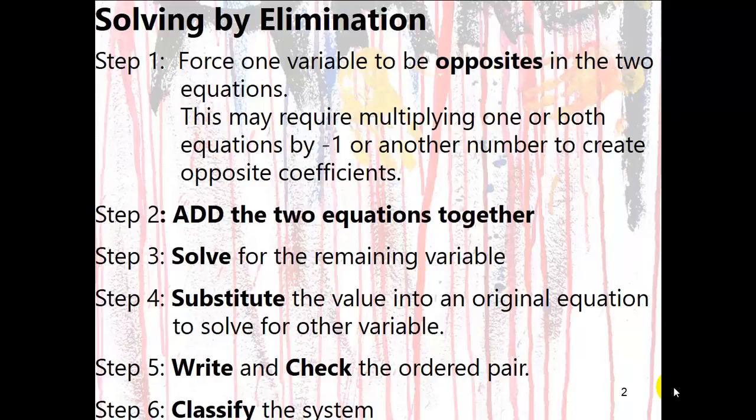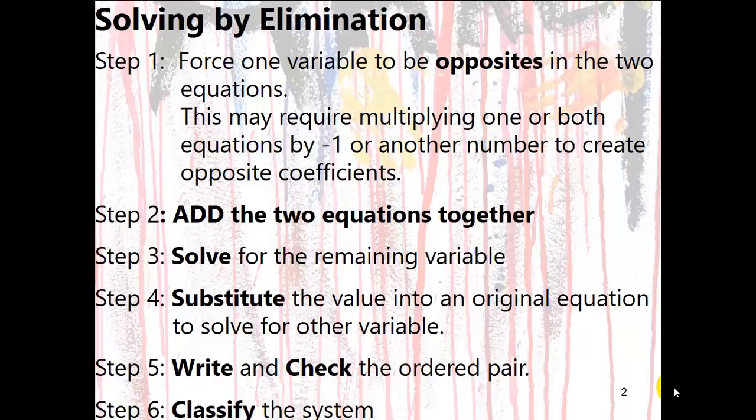All right, so this may require no additional work. You might have a variable with opposite coefficients, like one equation has -3, another equation has +3. Therefore, if you add the equations together, they would drop out. Or you might have to multiply by a -1 to get them to be opposites. Or you might have to multiply one equation by a number to force a coefficient to be the same. Or you might have to multiply both equations by a number to get them to be the same. Okay, so there's lots that could go on with this step one.